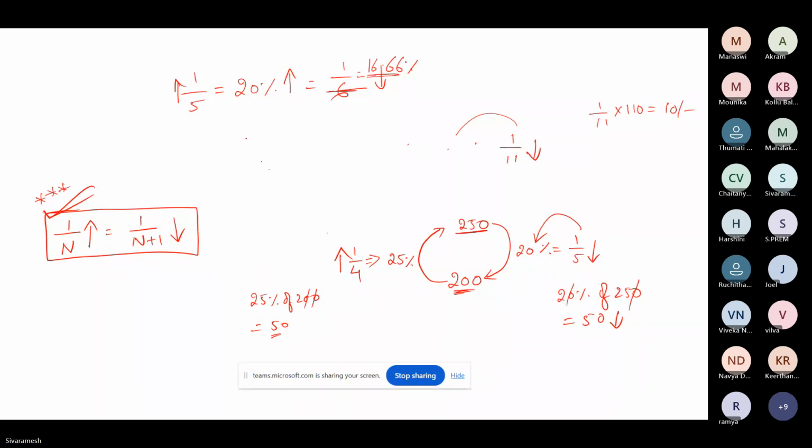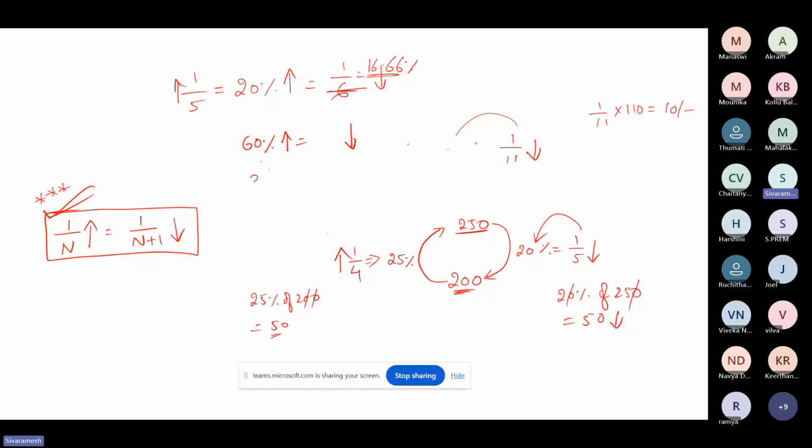What if 60% got increased? How much should get decreased? Can you answer this? When 60% increases, how much should get decreased to get back to the same value? 50 percentage, sir. Okay, I think it's not correct, but very good try. Let me tell you how you got that.